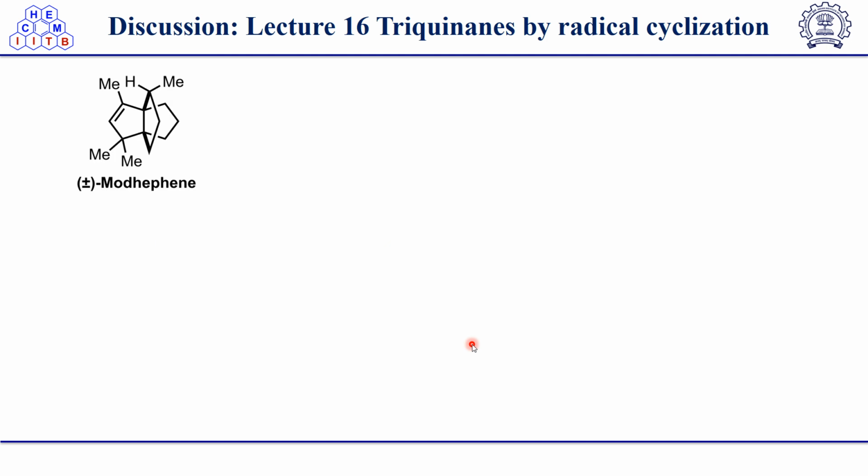Now another natural product which we discussed in this lecture was modhephene, which is a propellane type triquinane. Another example was polychiral, and we saw many other examples of this propellane type triquinane. Modhephene was first isolated from the goldenrod plant, and it is known for its toxicity towards cattle and sheep, and it has a [3.3.3] propellane type carbon framework.